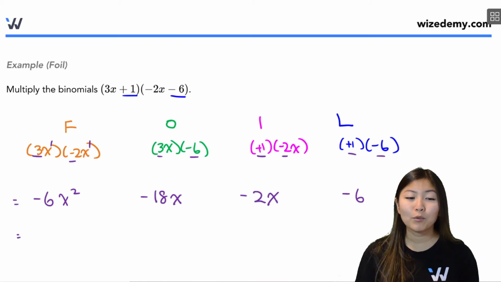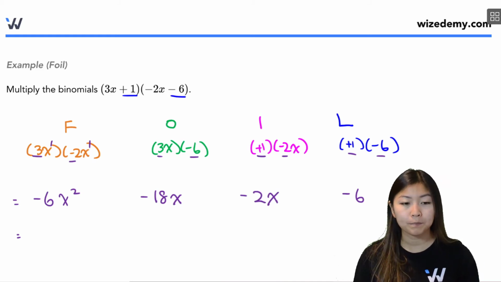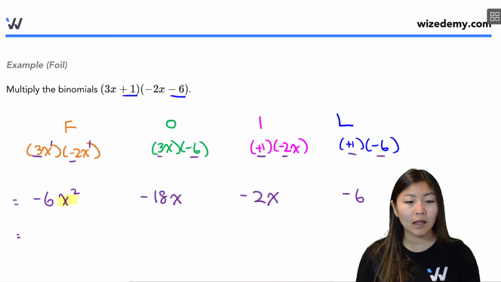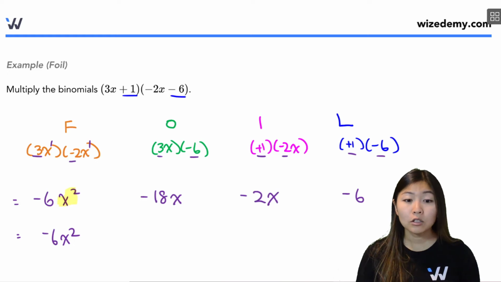There's one more step we have to do whenever we're multiplying binomials. We want to see if we can simplify, meaning group our like terms. Well, the first one here is a single x squared. There's no other x squared, so this one can't be simplified. The next two terms, they're both x terms, x to the power of 1, so I can group them together. Negative 18x minus 2x.